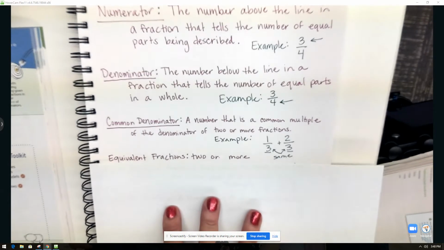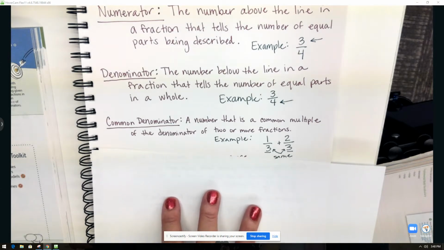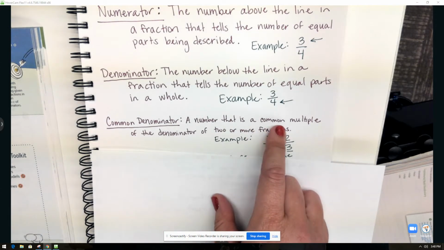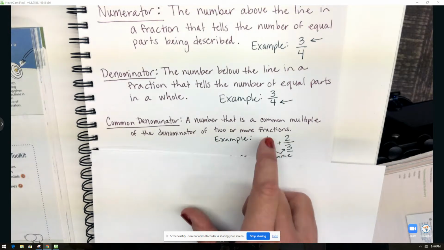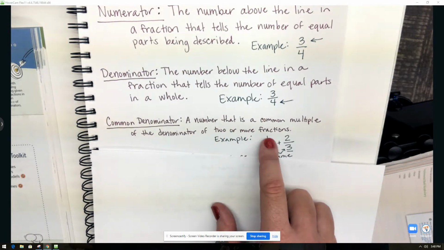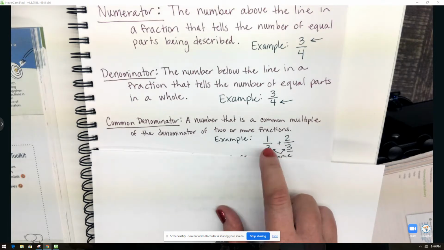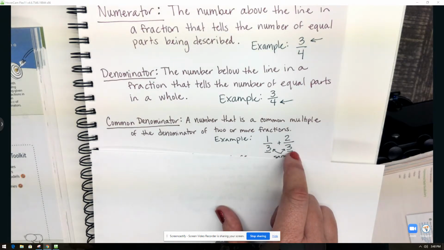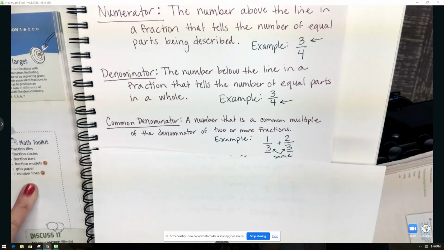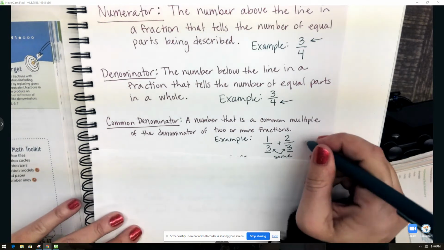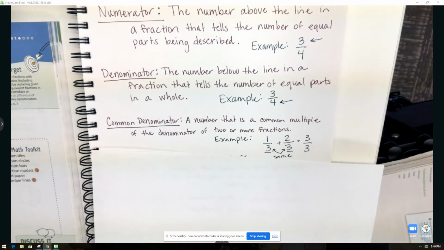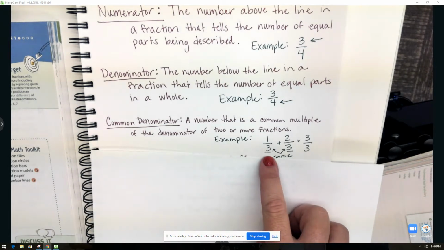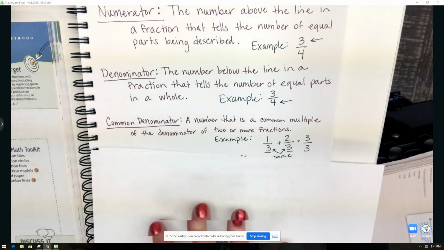A common denominator is a number that is a common multiple of the denominators of two or more fractions. So in this example, 1/3 plus 2/3, the 3's are the same. And so if we added 1/3 plus 2/3, we would get 3/3. So we can add those two fractions together because they have the same denominator.